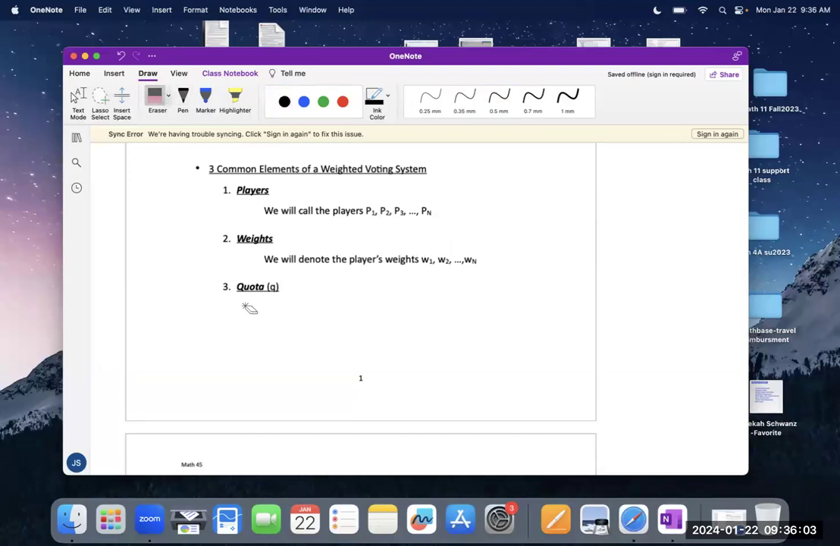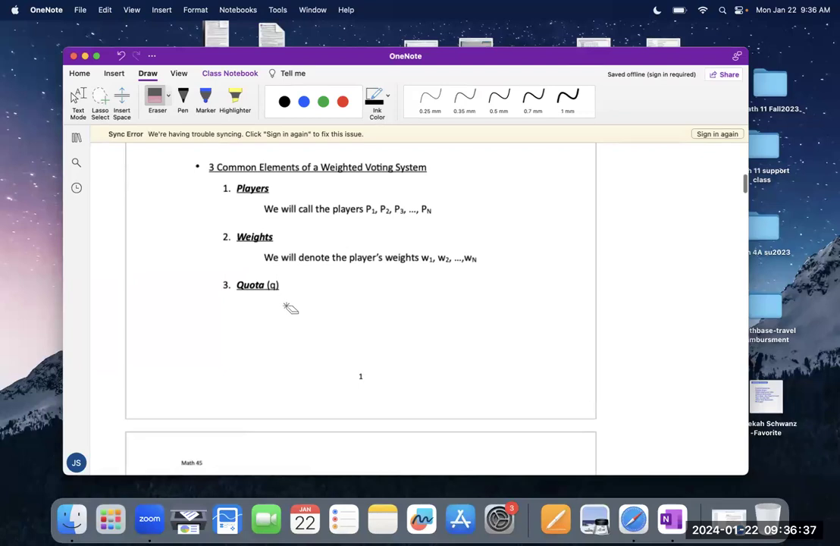All right, and then the last thing that's important is a quota. A quota is how many votes need to be met in order to pass a motion. So maybe, are we going to spend a lot of money on fixing up Fresno State? They set this: if we get so many votes, then we're going to go ahead and say yes on that motion, and we're going to provide more money to fix up Fresno State. So you can't make any decisions unless you meet the quota, either yes or no.